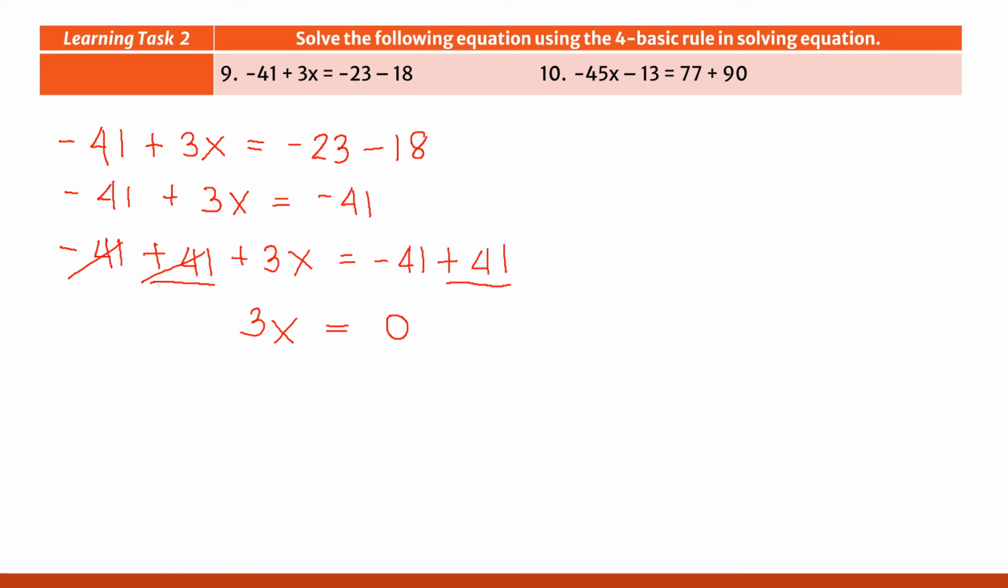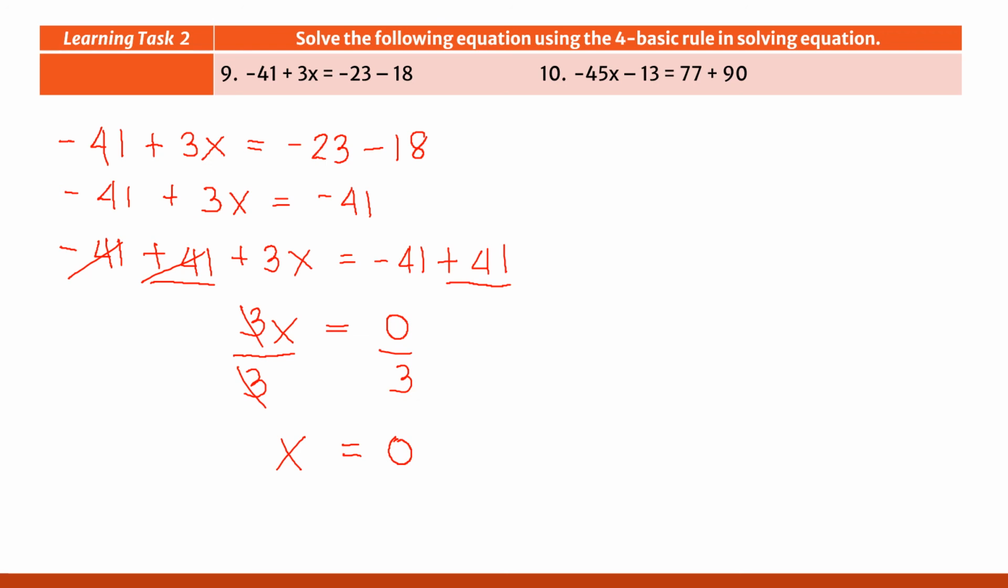Para mawala yung numerical coefficient, apply division property of equality. So, divide natin sa 3. So, na-cancel ang 3. Natira, x. And what is 0 divided by 3? Alam natin na 0 divided by any number is 0. In this case, x equals 0.